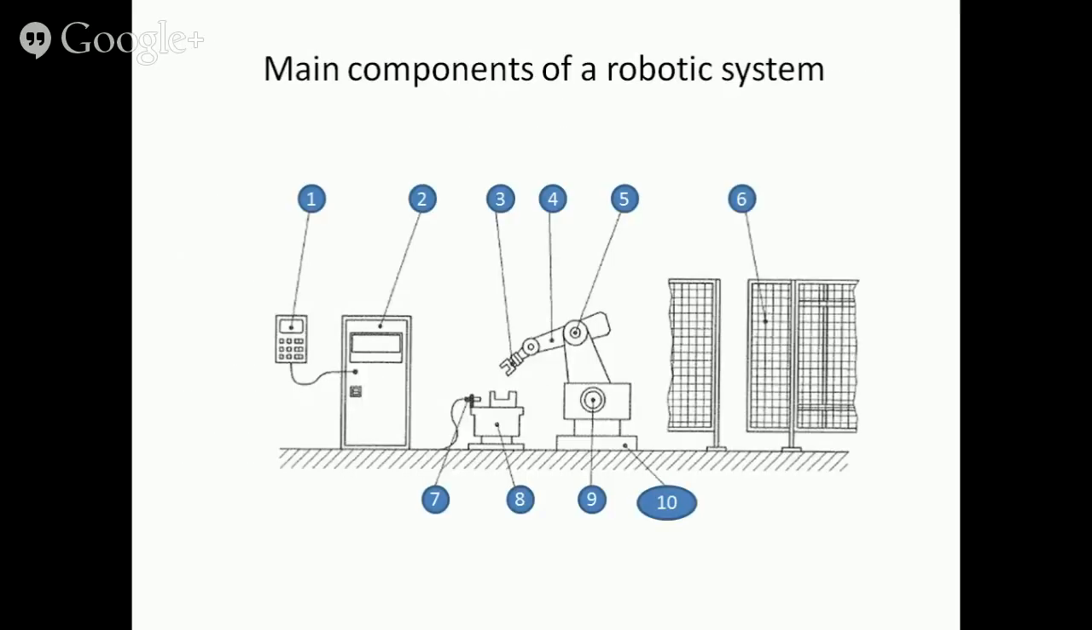The main components of a robotic system are, look at position 1 and 2. These are control elements. Positions 3, 4, 5, 9, and 10 are components of the robot arm. Positions 7 and 8 are periphery devices. And position 6 is a safety device. We're now going to look into the details of all these components.